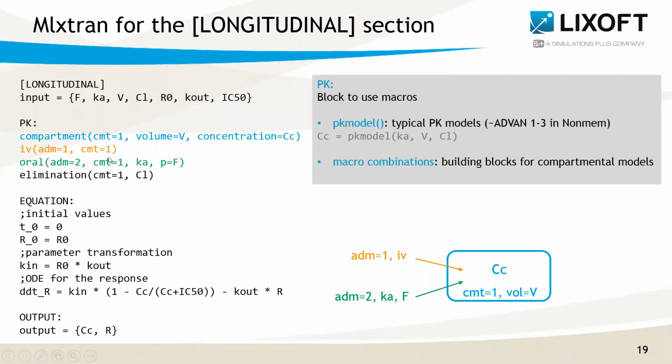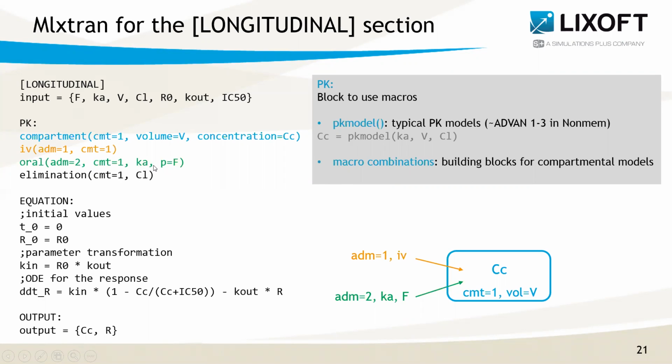At the end, the dose arrives in the central compartment number 1, but not directly. Actually, it goes via a depot compartment and then transfers from the depot compartment into the central one with a parameter Ka that is indicated here. But I don't have to make the depot compartment explicit. Actually, this single line is sufficient.